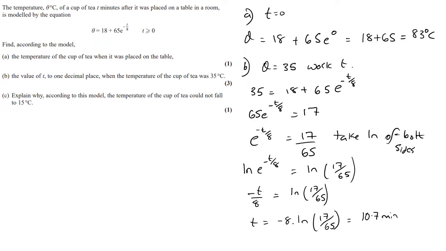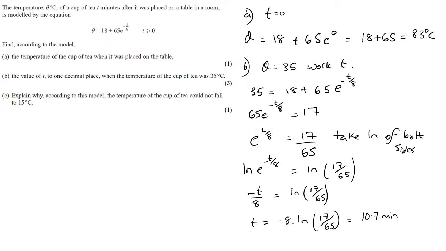If it had asked you to work out the exact time in minutes and seconds, then you would have to remember that 0.7 is of a minute, so that's 70% of 60 seconds. So that is going to be 42, so that would be 10 minutes 42 seconds. Remembering that minutes are in 60 seconds, it's not in the tens column.